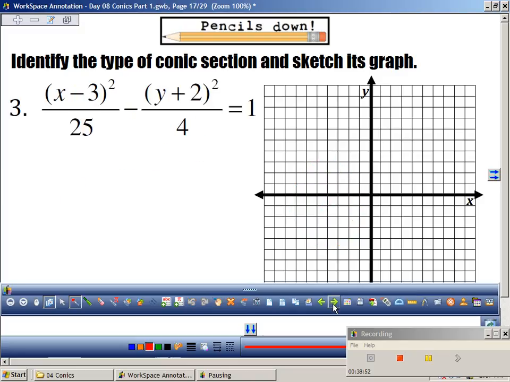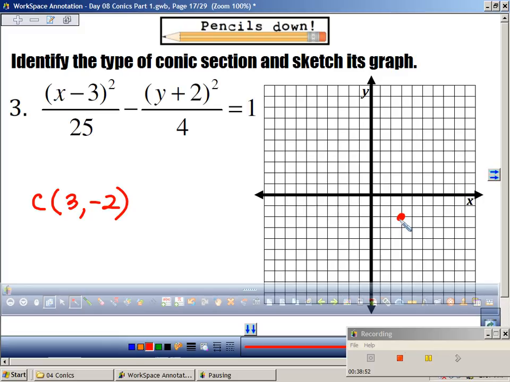All right, let me see. So is this a parabola? No. Is this a hyperbola? Yes, because of the negative sign. So I know my center is +3, -2. I move out on my x's by 5. Wait, guys, give me a second. 1, 2, 3, 4, 5, 1, 2, 3, 4, 5. I move up 2, up 2, down 2. There's my slope box.